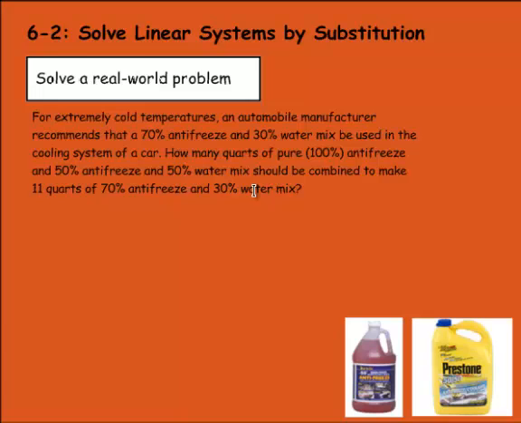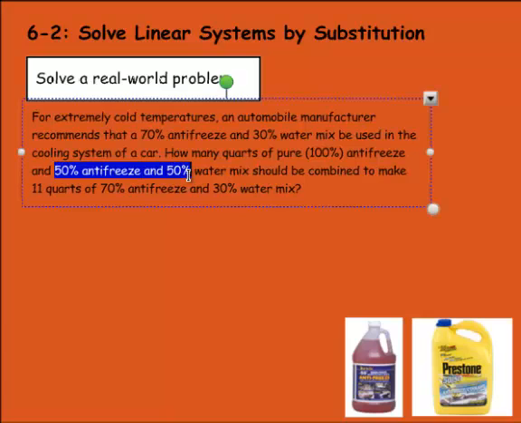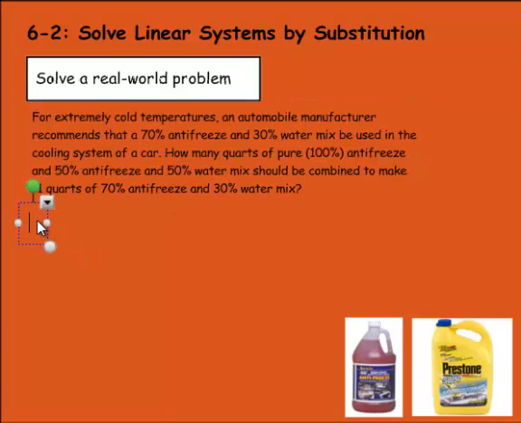Well, our first equation is going to be pretty easy. We need to have a total of 11 quarts. We don't know how many of the 100% we need. We don't know how many of the 50-50 we need. Well, we can make x the 100%, so x plus y, the amount of the 100%, the amount of the 50%, equals a total of 11 quarts. There's our first equation.